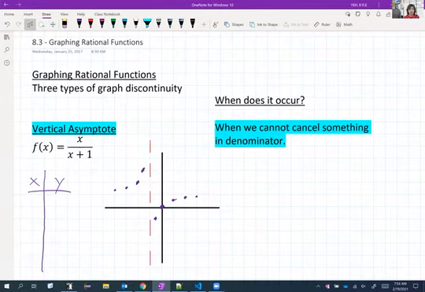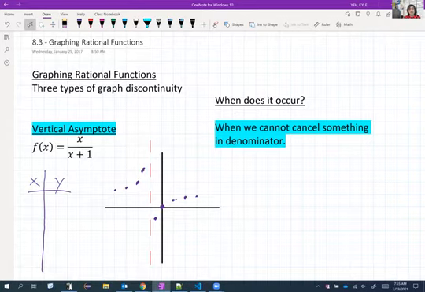Welcome back, guys. We are here with section 8.3 today. We're going to be talking about graphing rational equations, functions, and there are a few things to consider here because these graphs look a little bit different than anything we've seen before. So we're going to talk about some concepts, some discontinuities, places where the graph is not continuous. There's a break in the graph, and we're going to see some examples of those, and then we're going to get to just graphing rational functions.